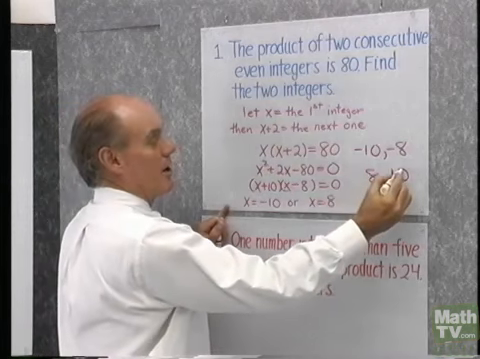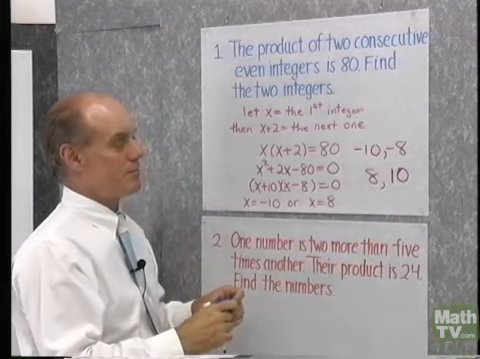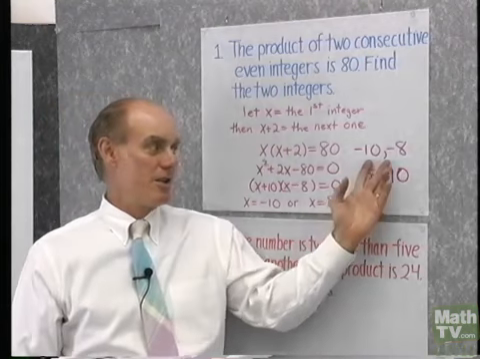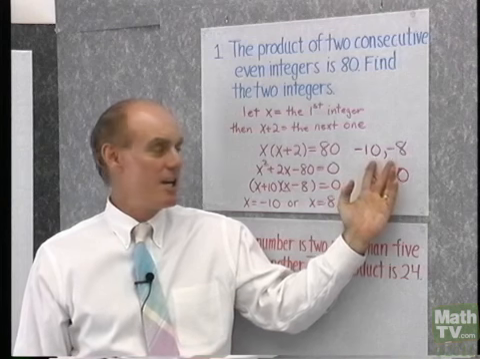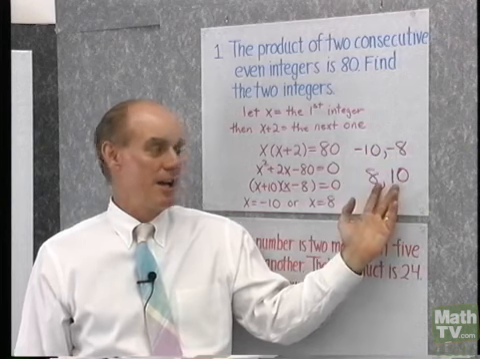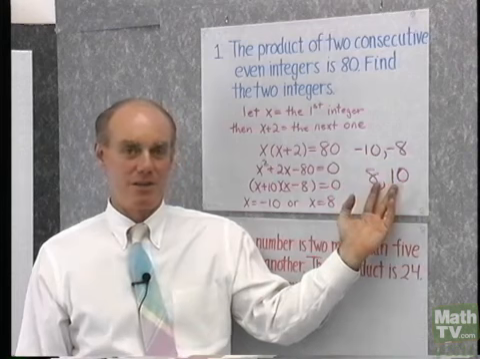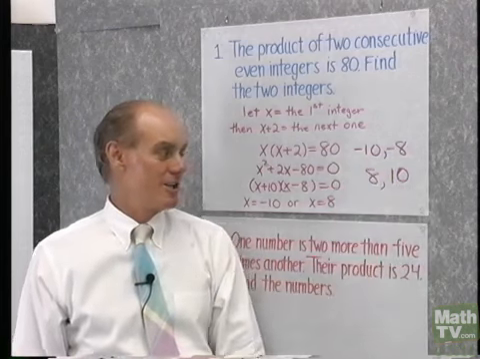So I get two pairs of numbers that satisfy this equation. Negative 8 and negative 10 is a pair of consecutive integers whose product is 80, and positive 8 and positive 10 is another pair of consecutive integers whose product is 80. Let's look at the next problem.